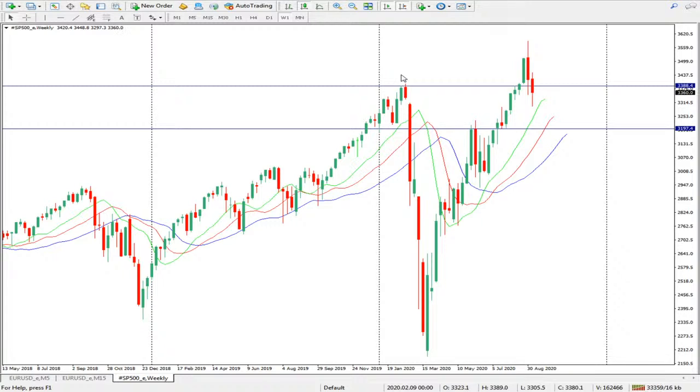It should come back up to 3388.4. So if the price closes above that level, that is by the end of this week, that would mean we are now upwards.